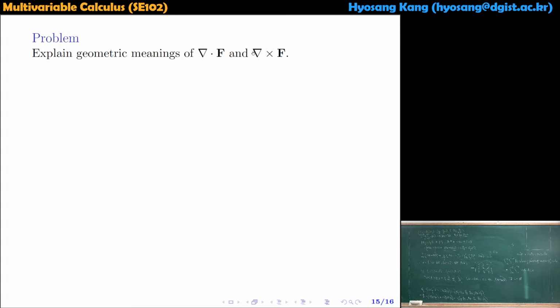How about the curl? Curl measures how much the particle rotates around that point by the vector field F, and it also measures how much work has to be done around that point per area that's surrounded by that circular region. So it's not the absolute value of work that has to be done around that point.